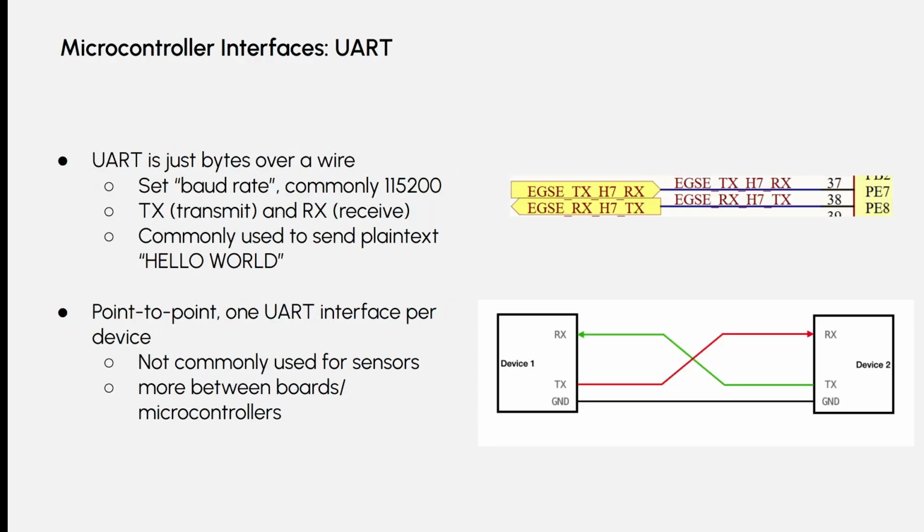UART is a very, very ubiquitous standard. It is basically just bytes over a wire. Most commonly used to just send text, like you can just send hello world over UART. There's nothing complicated to the protocol. You just pulse the wire up and down for your bytes. It's typically used between, I would say, more intelligent devices talking to each other, like a microcontroller talking to another microcontroller, or talking to your computer, for example. And so it's pretty straightforward, point to point.